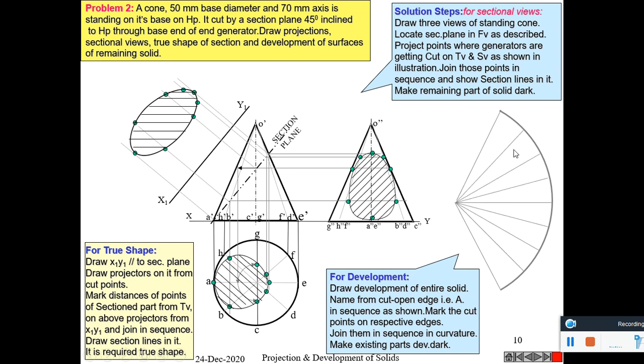Draw all the generators, 8 generators are drawn here, and these points are marked taking the true length from the side. Those points are connected using a smooth curve. This gives the development of the remaining portion of the cone.